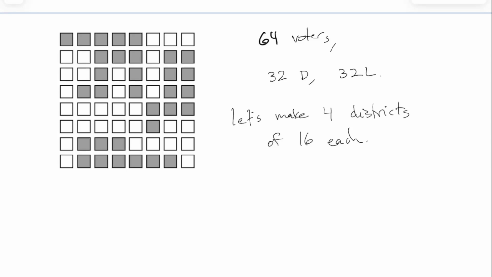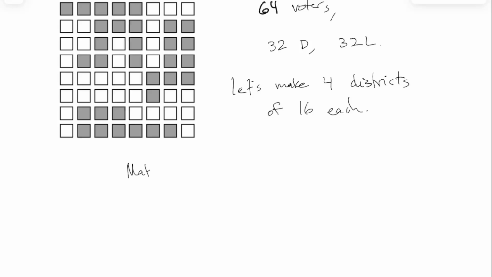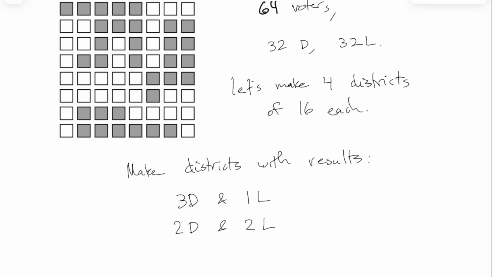And I'm going to let you guys try this one. Try to make districts with the results 3 dark and 1 light. That means divide this into 4 regions so that the darks win 3 and the lights win 1. Try 2 and 2. And try 1 and 3.